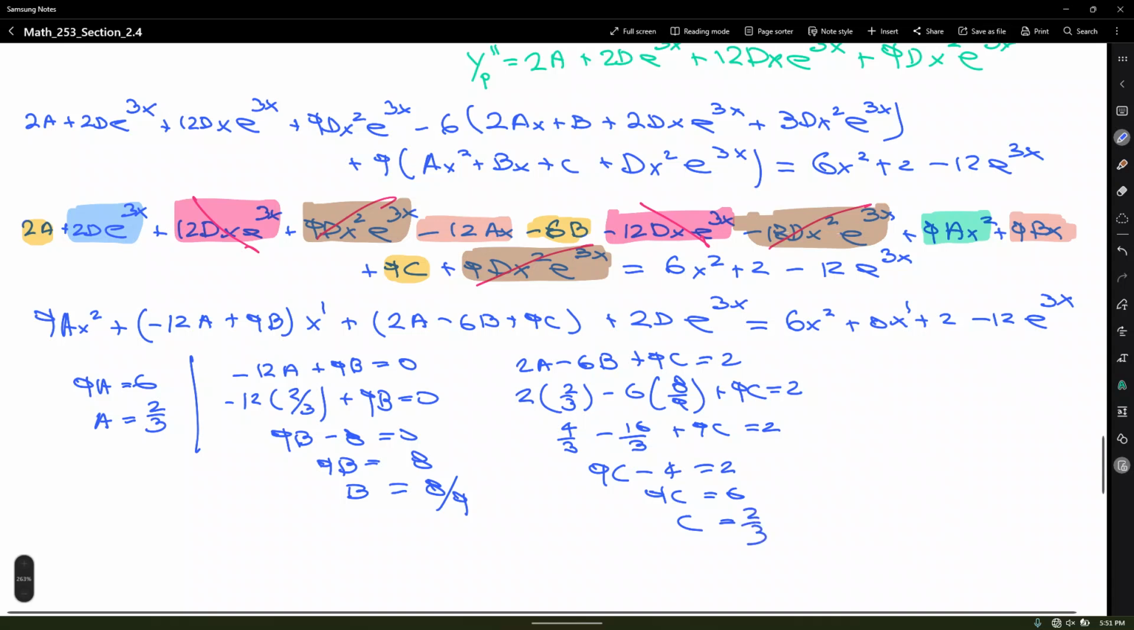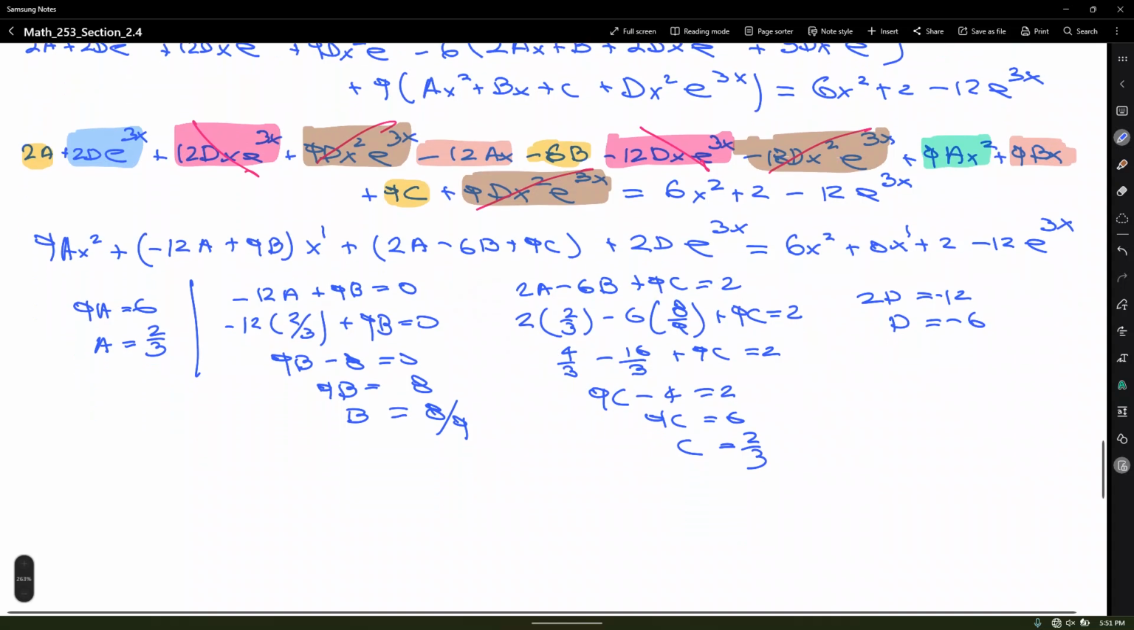What about equating the coefficients of the exponential? 2d equals negative 12, so d equals negative 6. All right, so let's get going with this. Let's write y sub p, finally, equals a, which is 2/3 x squared, plus b, which is 8 over 9, x, plus 2/3, minus 6 e to the 3x.